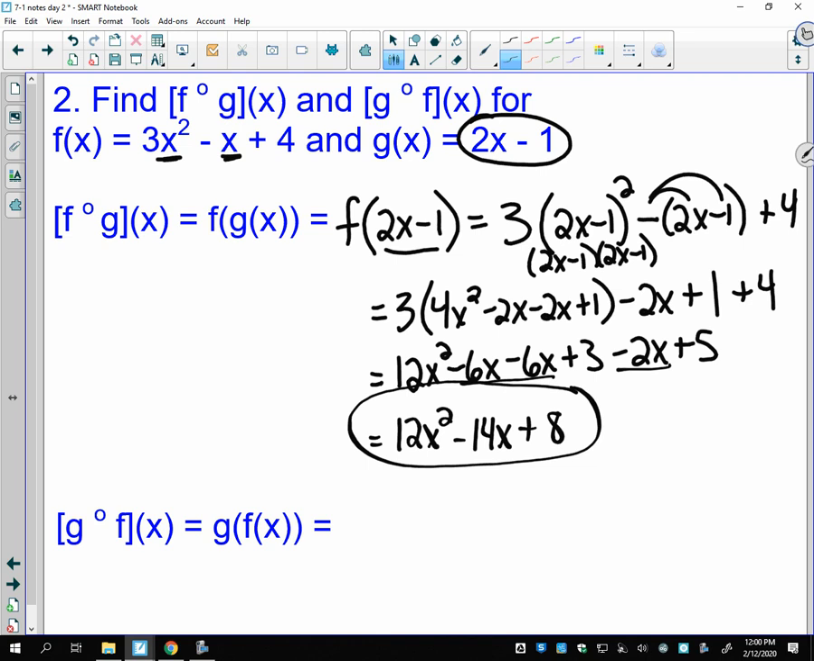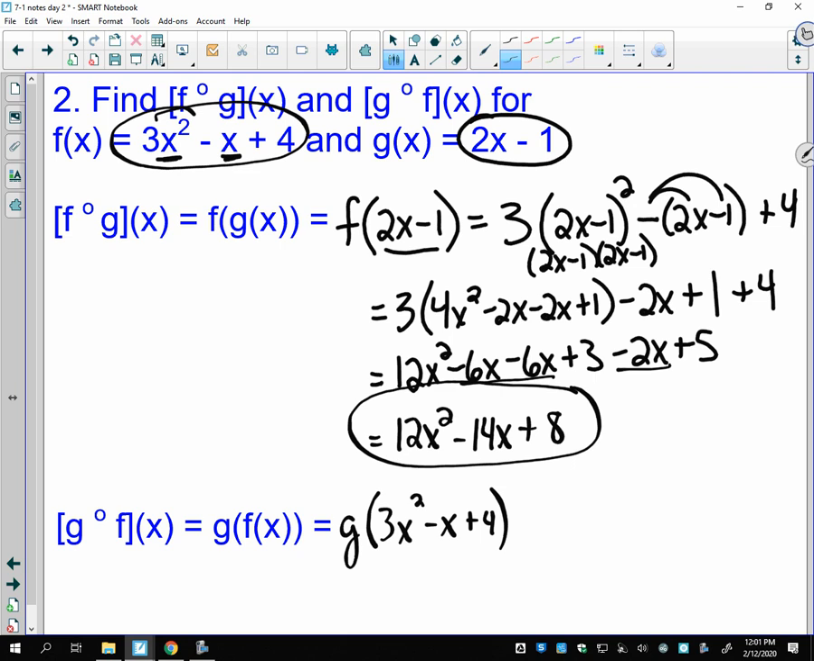Now notice if we do it the other way, the order changes. So if g is on the outside now, if I say g of f of x, now f of x is in the middle. So g stays here, and I'm going to put this whole f function, 3x squared minus x plus 4.